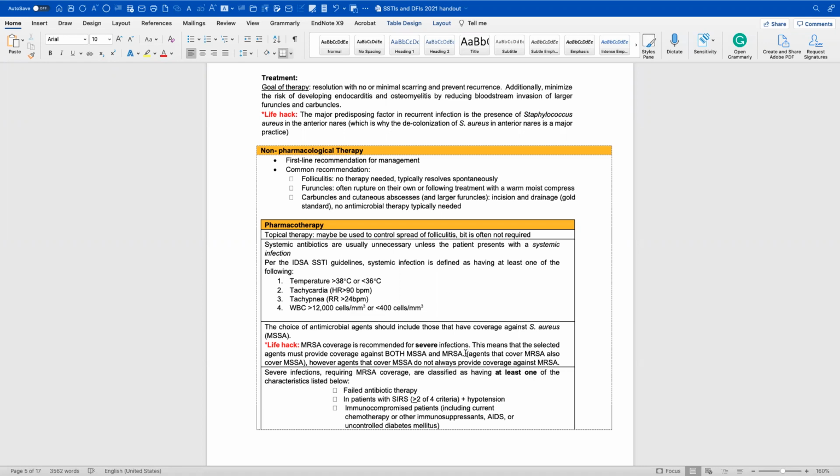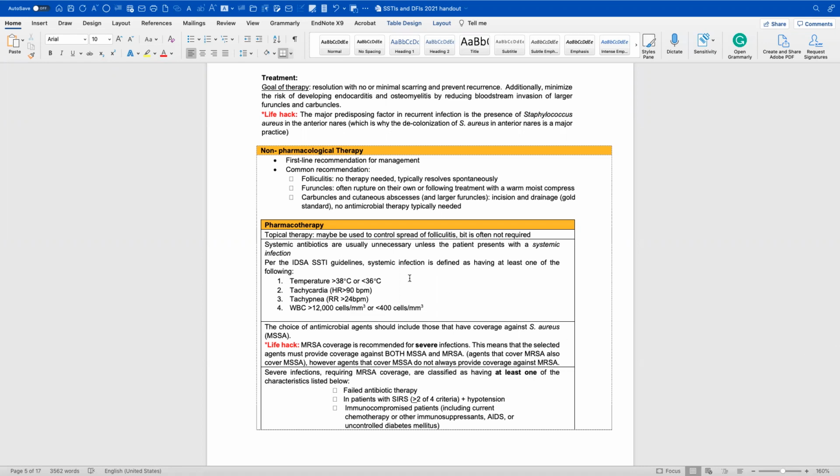So topical therapy may be used to control the spread of folliculitis, but it is often not required. Systemic antibiotics are usually unnecessary unless the patient presents with some type of systemic presentation. So that means that the patient has a temperature greater than 38 degrees Celsius, is tachycardic, is tachypneic, or has an increase in white blood cells. Then you want to start them on some type of systemic antibiotic.